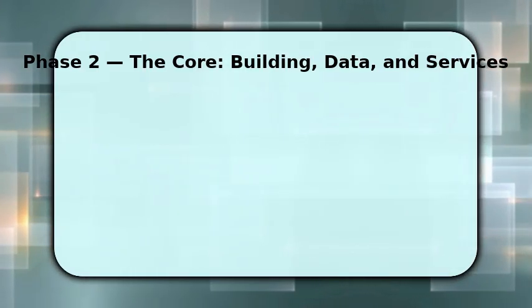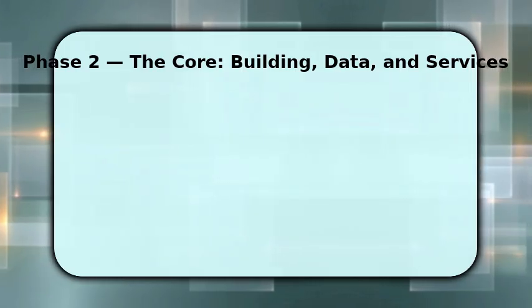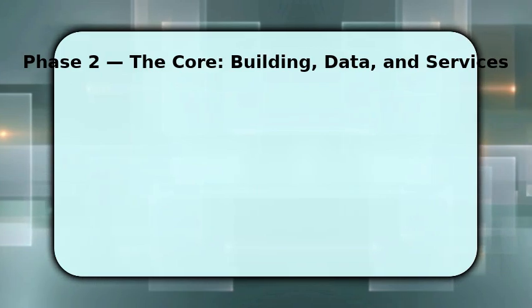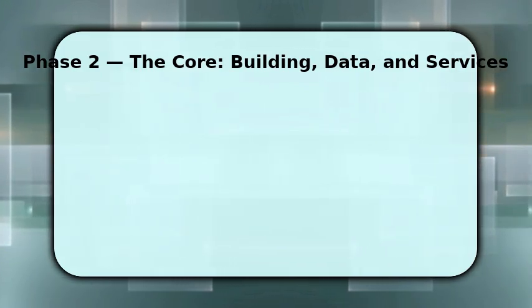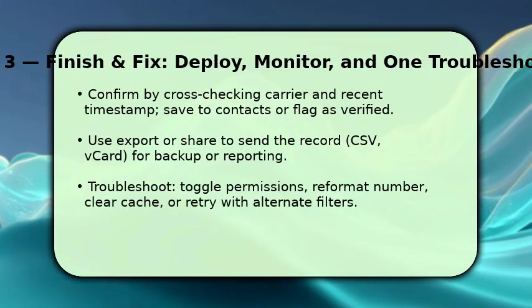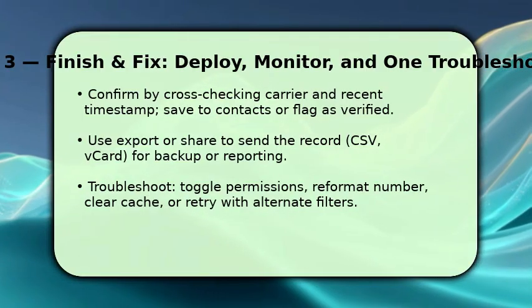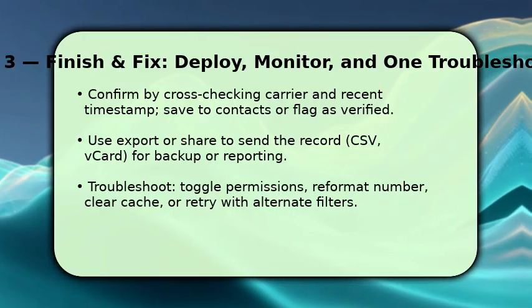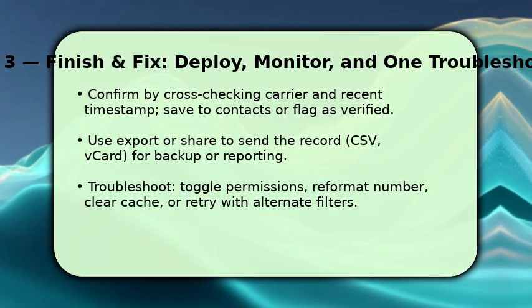Tap a match to expand details and check the listed sources if multiple entries appear. Compare carrier and timestamps to identify the most reliable result. You finish by confirming the best match. Cross-check carrier info and the most recent timestamp, then save the contact or flag it as verified for future reference.